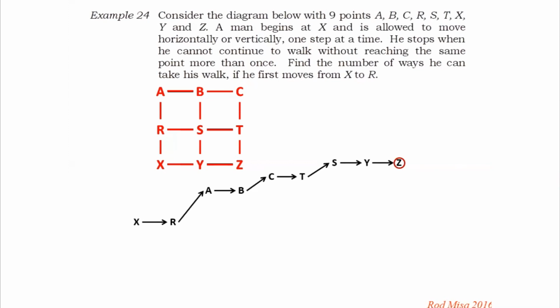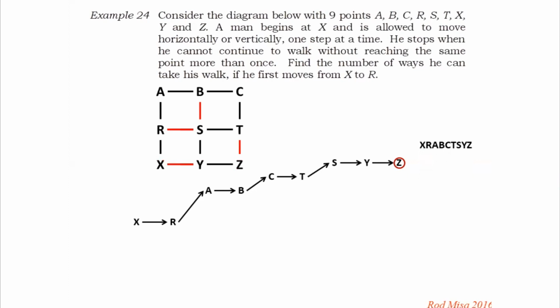So looking at this red diagram, let us trace the path of his walk using a black color. So starting with point X, he moves to point R and then point A, point B, point C, point T, point S, point Y, and then point Z here. And then he cannot move anymore because he has passed these 2 points, points Y and T. So enumerating this path, this is the path from X to R, A, B, C, T, S, Y, Z here.